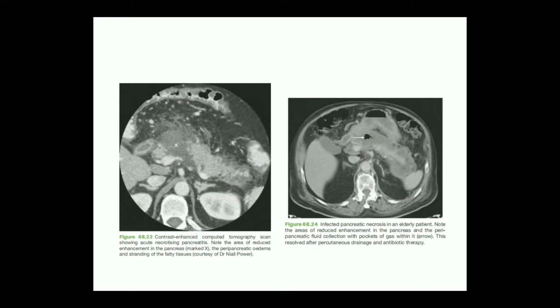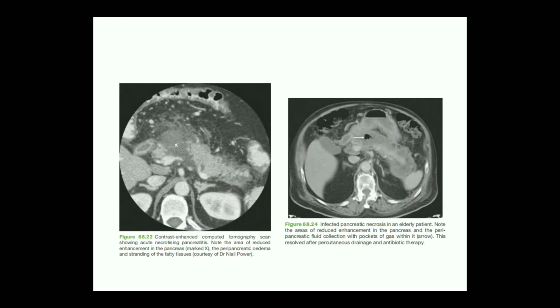So these are the figures. In figure 1 we can see a CT scan showing acute necrotizing pancreatitis. We can see the area of reduced enhancement in the pancreas, the peripancreatic edema, and the stranding of fatty tissues. In figure 2, we can see infected pancreatic necrosis in an elderly patient. We can see the reduced enhancement in the pancreas and the peripancreatic fluid collection with pockets of gas. This resolved after percutaneous drainage and antibiotic therapy.